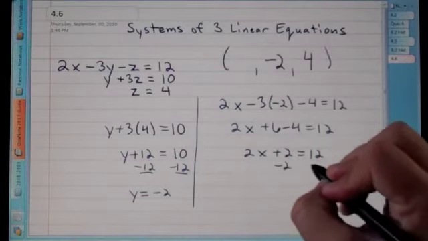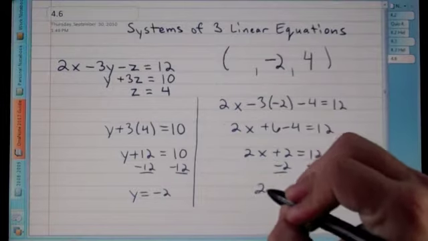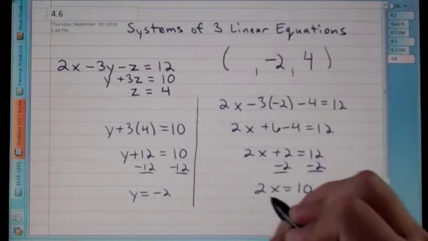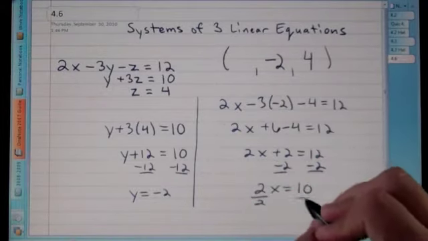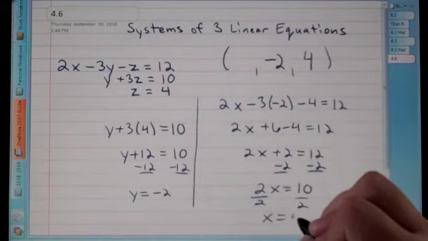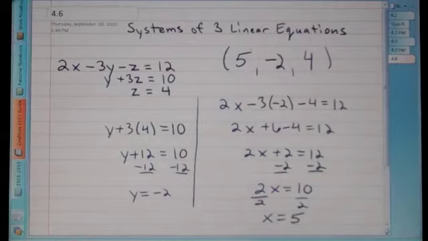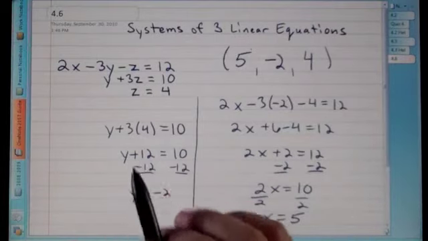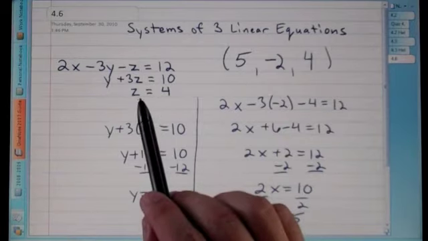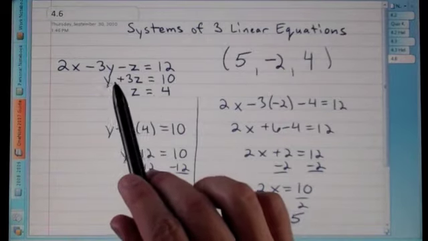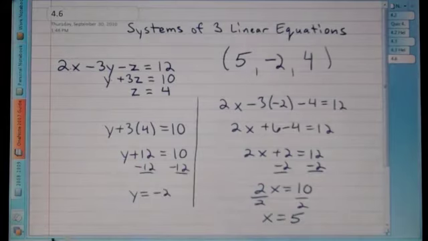Now we're going to subtract 2 to move it over. So we have 2x is equal to 10. Last step, divide by 2. X is equal to 5. So there we go. We have 5, negative 2, and 4. So that's how we solve for three variables. But again, this is going to be the easiest type of problem because we already know what one variable is. That helps us find the other, which helps us find the third.